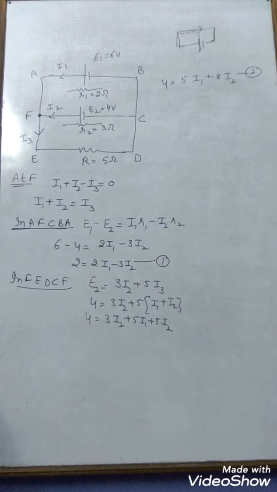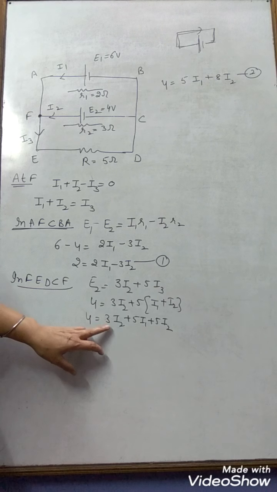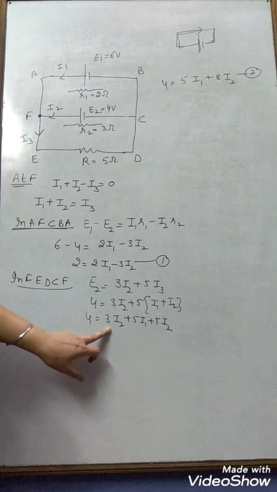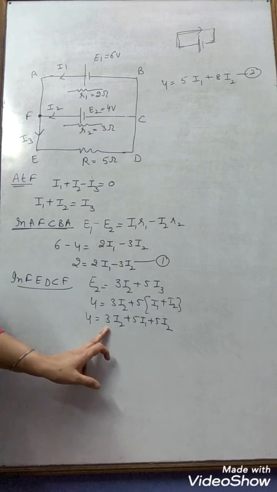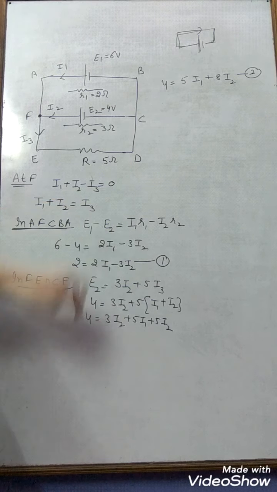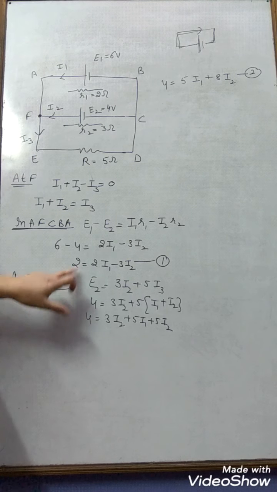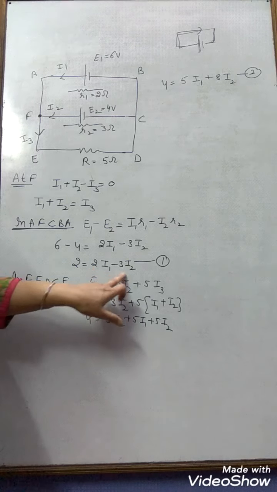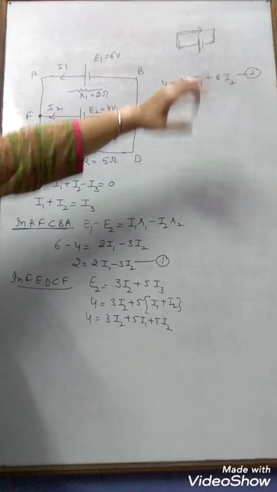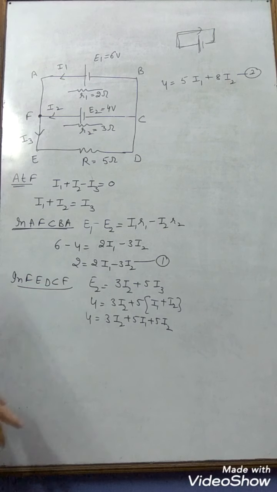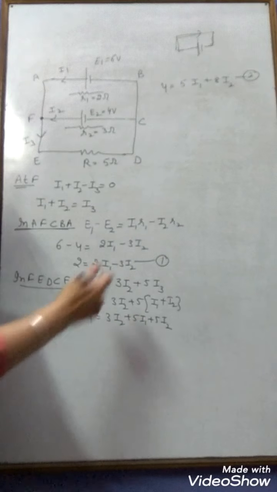Now we have the two equations. That is R2 is equal to 3 ohm. Then we have the two equations: 2I1 minus 3I2 equals 2, and 5I1 plus 8I2 equals 4. Now we have to solve these two equations.